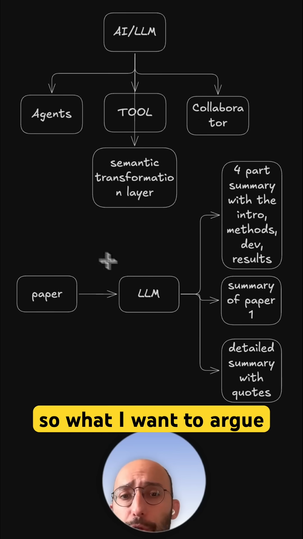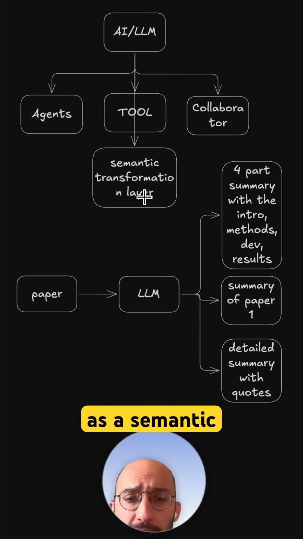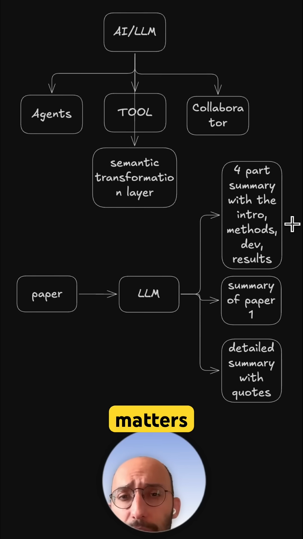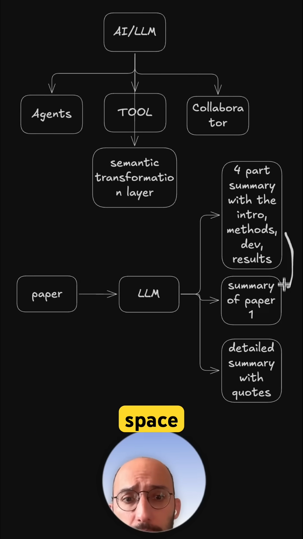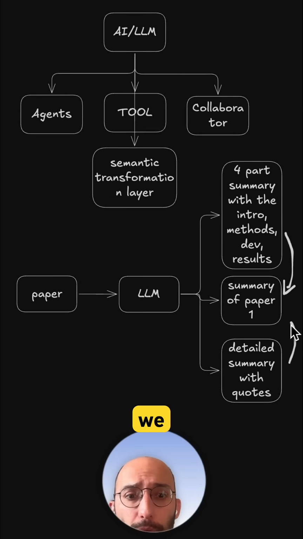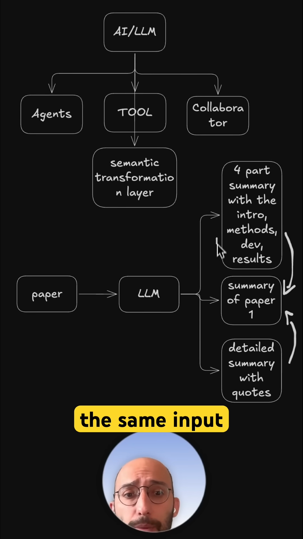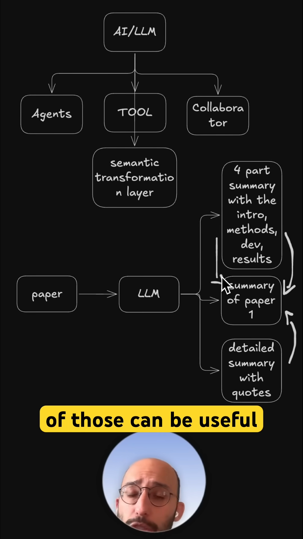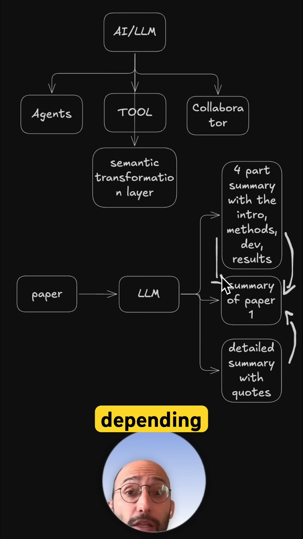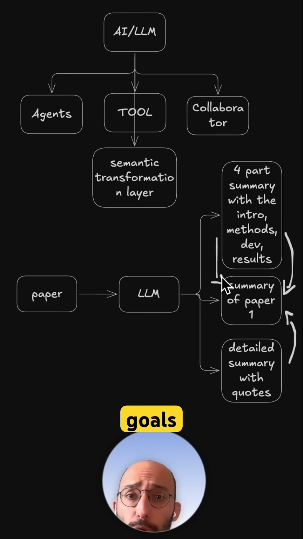So what I want to argue is that when we look at LLMs as a semantic transformation layer, what matters is not that we can create these isolated outputs, but we can create a space that we can navigate. So now we can navigate a space of different representations of the same input. And each of those can be useful in different ways, depending on our context, our goals, and a bunch of other stuff.